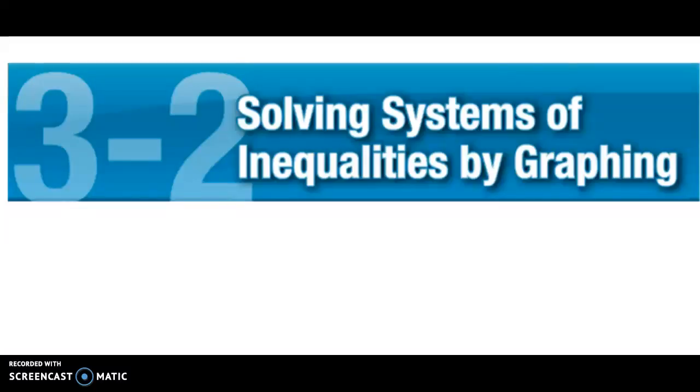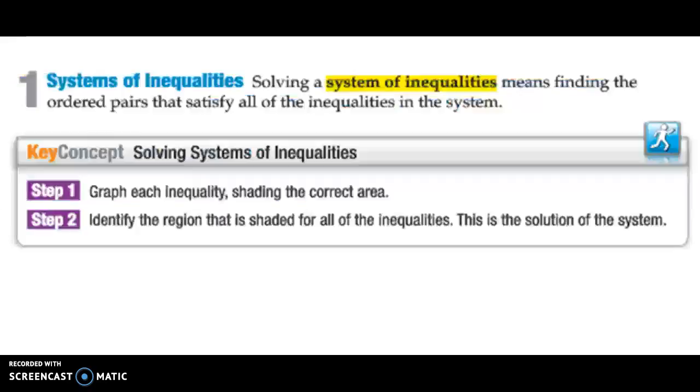Today we're going to be talking about section 3.2, which is on solving systems of inequalities by graphing. Now to this point we've talked about solving systems of equations by graphing, and what we did then is we graphed both linear equations, saw where the point of intersection was, and that's the solution that works for both equations. Now inequalities, you'll remember when we graphed those, they had a shaded area or a shaded boundary, and that was all possible solutions for that inequality.